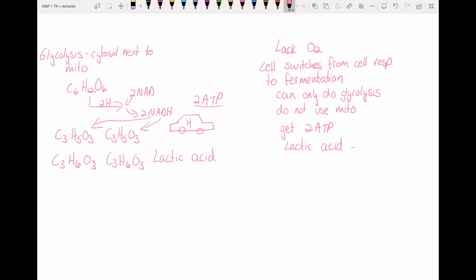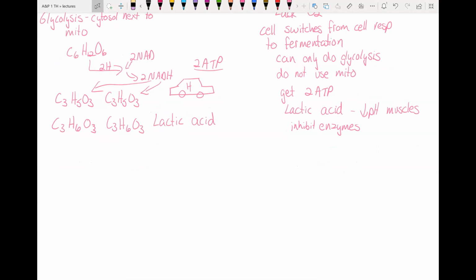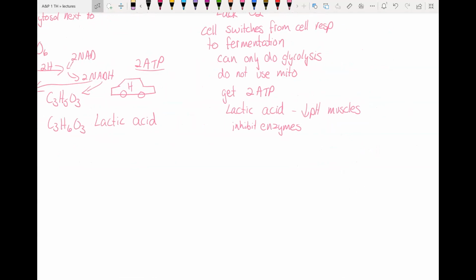Now, lactic acid is going to reduce the pH in your muscles. Enzymes don't just instantly denature, they slow down first. So this slow drop in pH is going to inhibit your enzymes. They're not going to work as well. So you're only getting 2 ATP, the pH in your muscles is dropping, which is making it hard for your enzymes to work, and you are going to stop exercising.